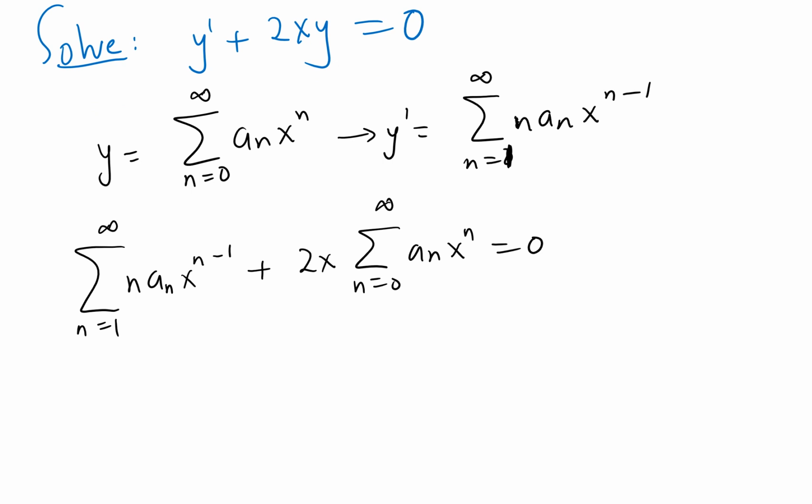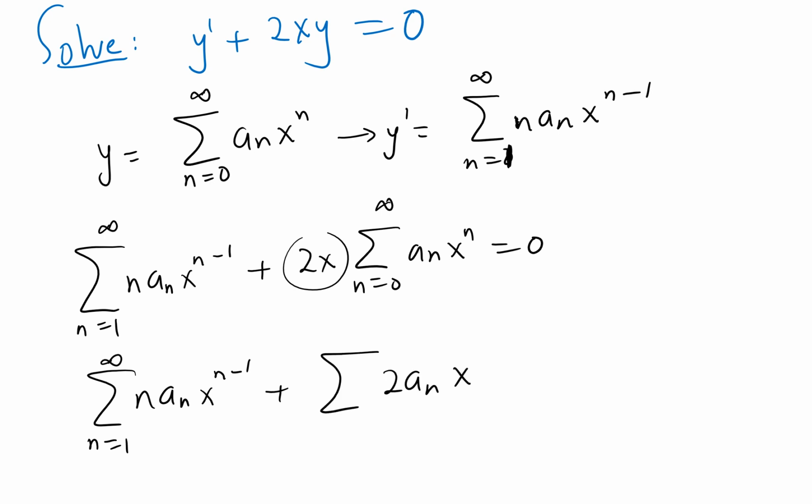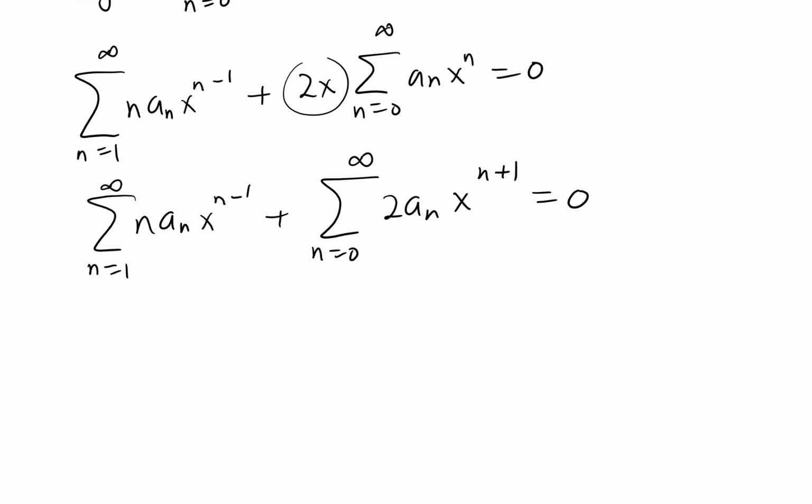Notice something. I see the 2x first. So the first thing that comes to mind is to bring it inside because it's a convergent series. 2a sub n x to the n plus 1. The next thing I want to do is match the exponents. Match this and this. So let this be k. So n equals k minus 1. Let this be k, n equals k minus 1.